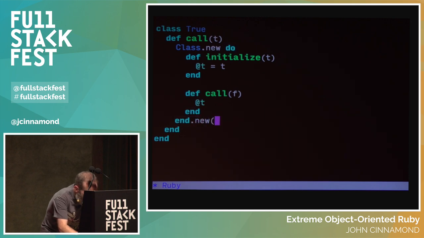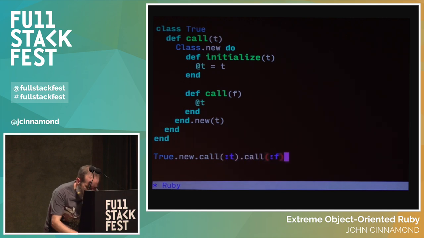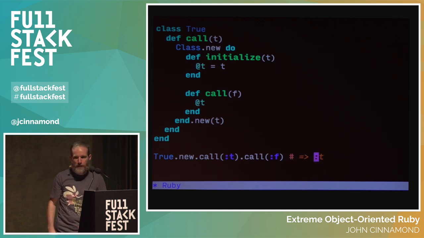Then we'll instantiate it straight away and pass in t so that it has access to it. OK, so this means we can write things like true.new, then we can call on it. I'm just going to pass in the symbol t for now. Then we can call it again and pass in the symbol f, and hopefully this works, it'll come back and say t. This is the first thing we passed into it.